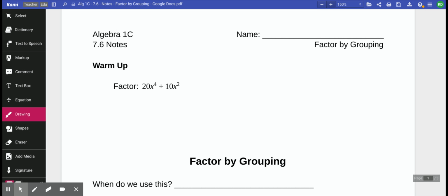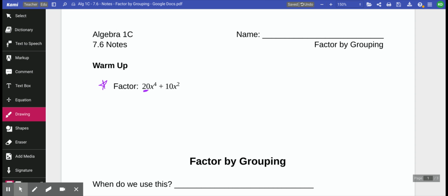Welcome back. This is 7.6 notes, which is factoring by grouping. So let's quickly review as our warm up. How do we factor something like this? 20x to the fourth plus 10x squared.